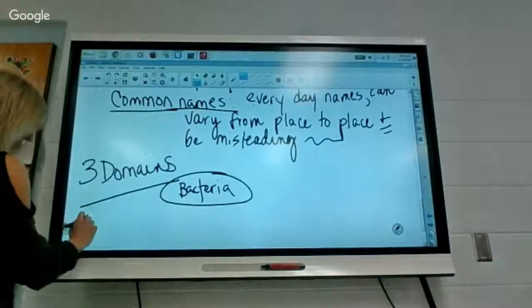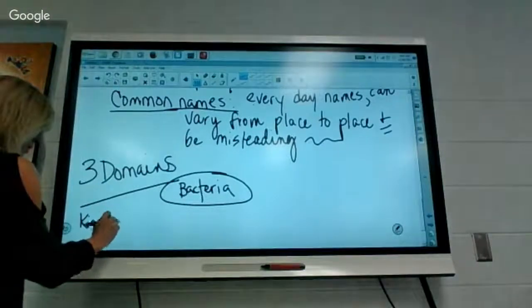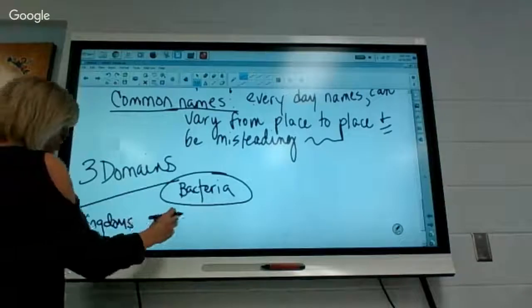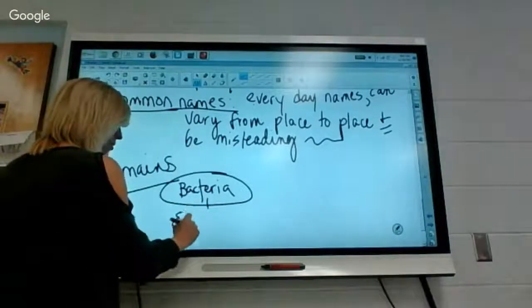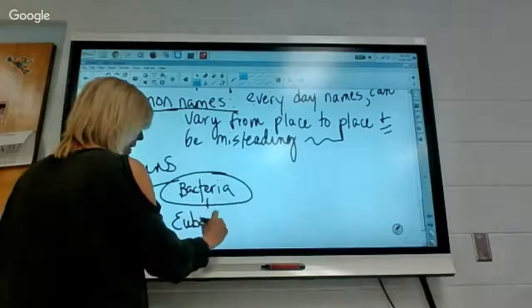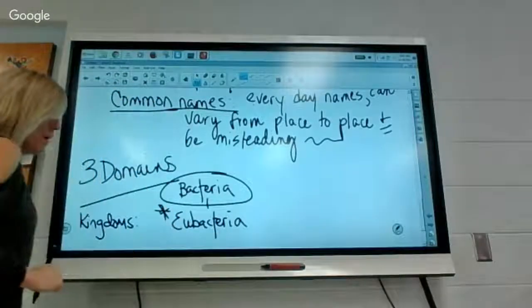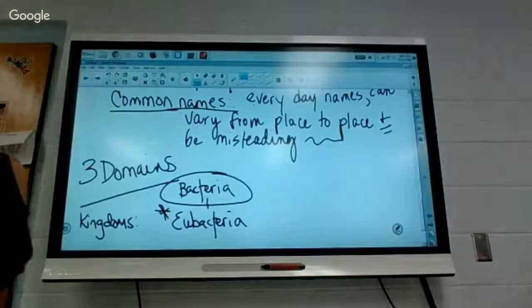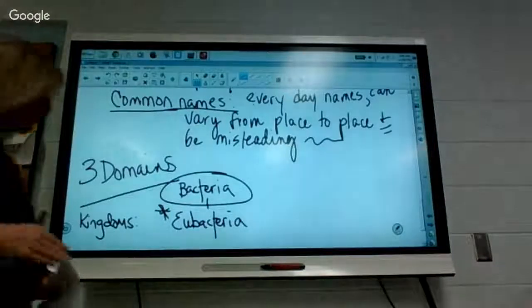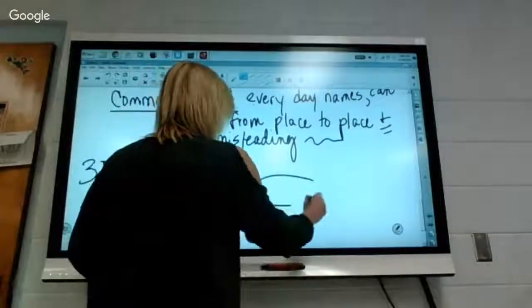So here's the kingdom. So eubacteria is the only kingdom that belongs to this domain. And they are the most populated organism on the planet. We have more of them than we have anybody. All right, and then we have archae.